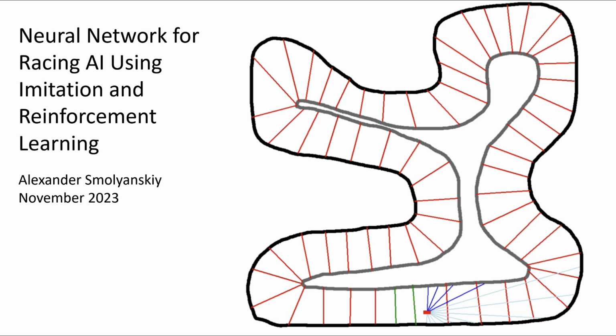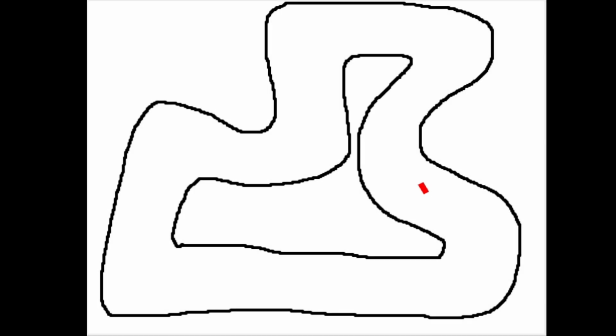Hello, today I'm going to be showing two different neural networks I made that both are able to drive a car around a track. The first one I'm going to be showing is a neural network that uses imitation learning, and the second one is going to be one that uses reinforcement learning. So this is the first neural network, which is imitation learning.